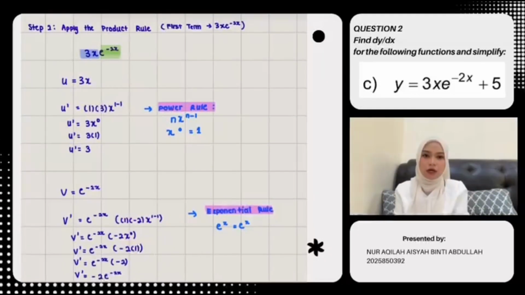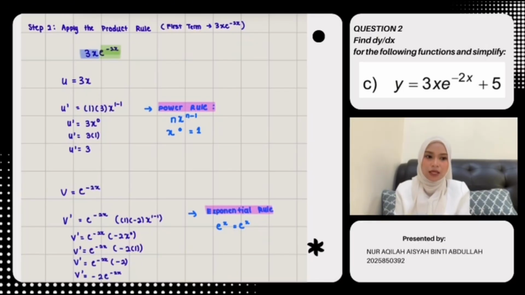Step 2 is to apply the product rule. Let's define our u and v for the first term. u is 3x. When we differentiate it, it's going to be 3 times 1 times x to the power of 1 minus 1, using power rule, n x to the power of n minus 1. So the result will be 3x to the power of 0. And then x to the power of 0 is equal to 1, and the result will be 3.